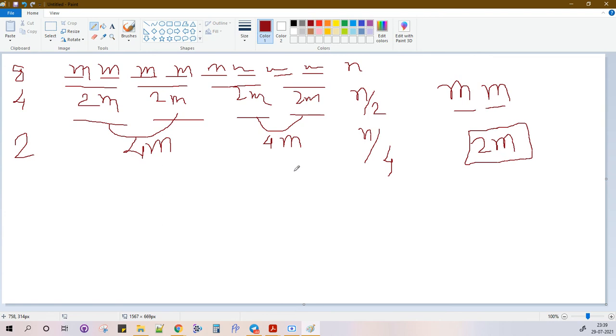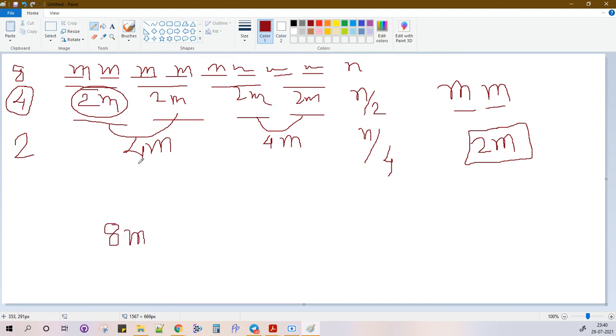Correct. Have I made any mistake here? Okay, that's fine. 4m and 4m, so it is 8m. So at each stage, if I have n such slices, how many times am I performing n by 2 multiplied by this 2m? See, here I have taken 8. If I divide by 2, it is 4 operations I need to perform of size 2m. So 4 into 2 is 8, total 8m.